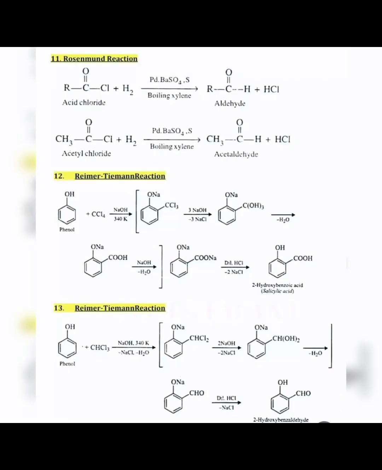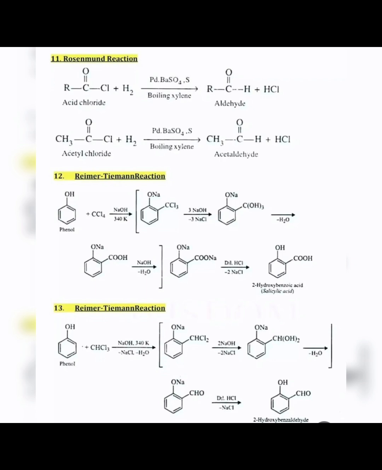Next name reaction is the Rosenmund reaction. When acid chloride reacts with hydrogen in the presence of palladium and BaSO4, that is barium sulfate, in boiling xylene as a solvent, it forms aldehyde as a major product along with HCl as a byproduct.